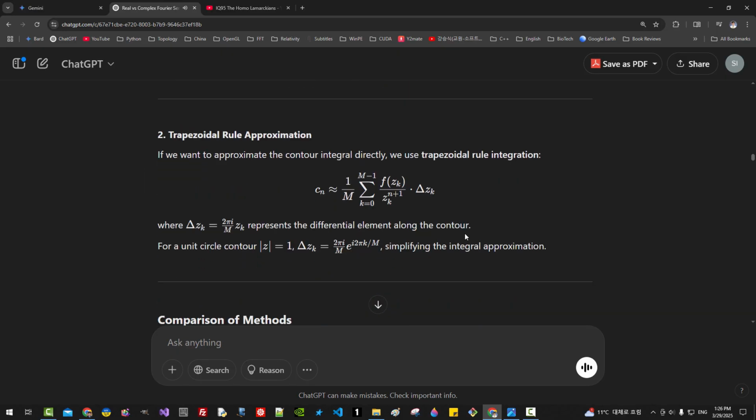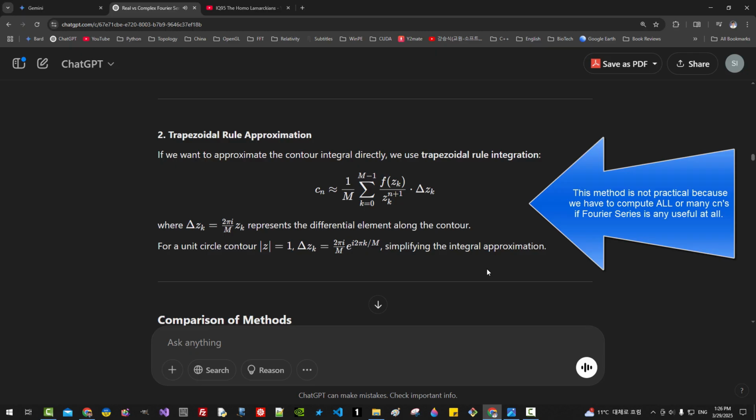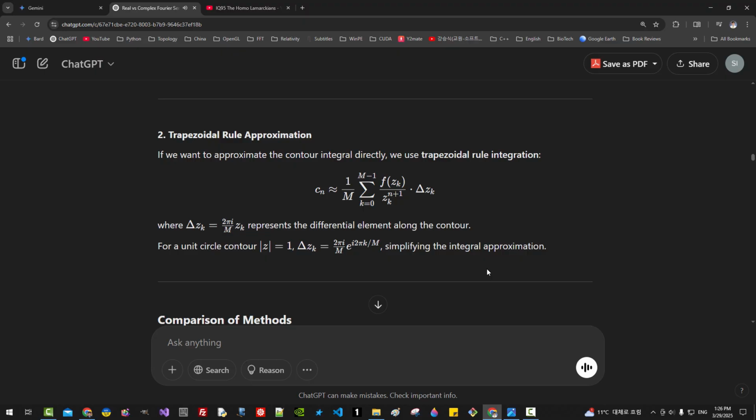2. Trapezoidal rule approximation. If we want to approximate the contour integral directly, we use trapezoidal rule integration. Cn approximately equals 1/m sum for k equals 0 to m minus 1 of f(zk)/zk^(n+1) times delta zk, where delta zk represents the differential element along the contour. For a unit circle contour, |z| equals 1, delta zk equals i 2 pi zk/m, simplifying the integral approximation.